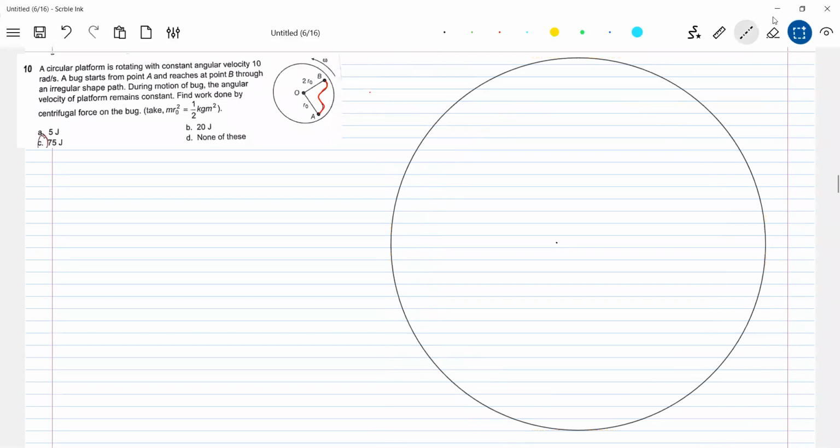Let's take the diagram. There's a point B, and there's a point A. There's a point B, no? And what is the path? The path is some irregular shape. And this motor platform is rotating. What is the platform? That circle is a platform. It's a rotating platform. On the rotating platform, an insect will move from A to B in an irregular path.